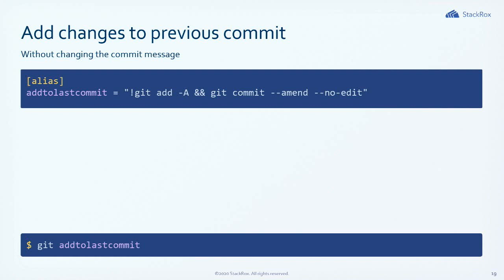So add changes to previous commits. This one is more useful when you complete a task and add a commit message, but your linting failed or you included some broken links or whatever, and you want to quickly fix it. You can just do more changes and run this add to last commit command, and it will use the same commit message as your previous commit message and commits to your branch.